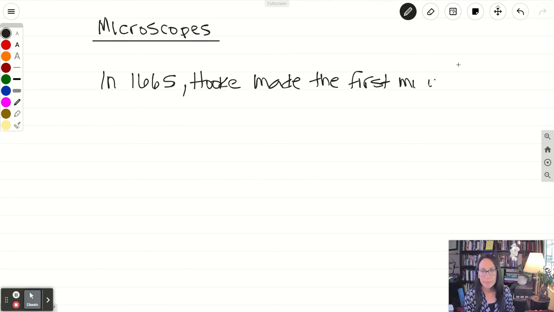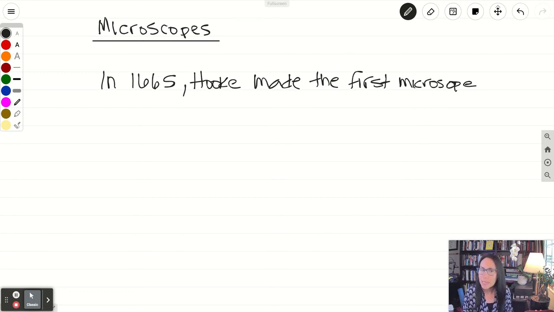And so what happened was he was just a regular guy. He wasn't a scientist. But his hobby was making lenses. Okay, that was his hobby. He would make glass and he would make lenses, and it was just his hobby. And so he would make better and better lenses to the point where he could see these little tiny things.